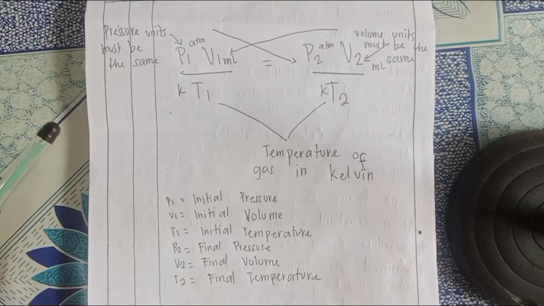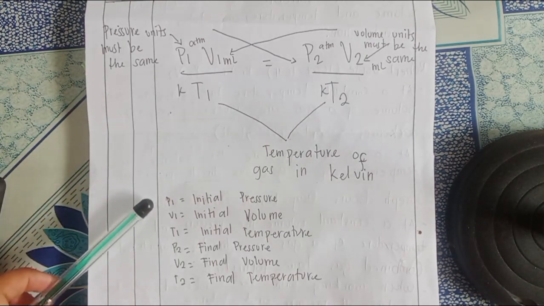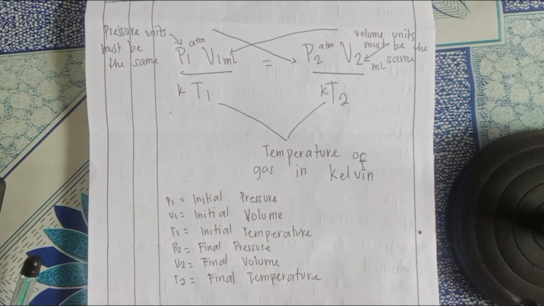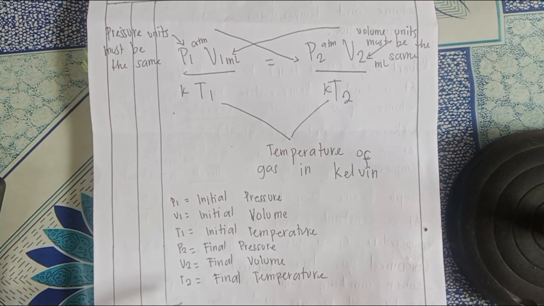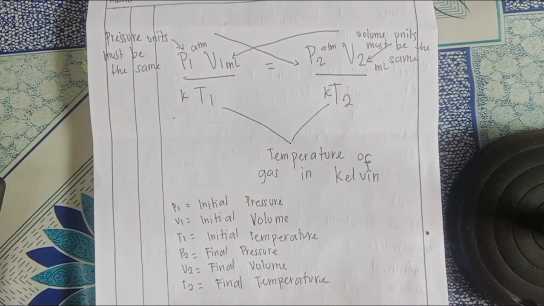So this is the formula of combined gas law. P1 stands for initial pressure, V1 stands for initial volume, T1 stands for initial temperature, and P2 is final pressure, V2 is final volume, and T2 is final temperature.